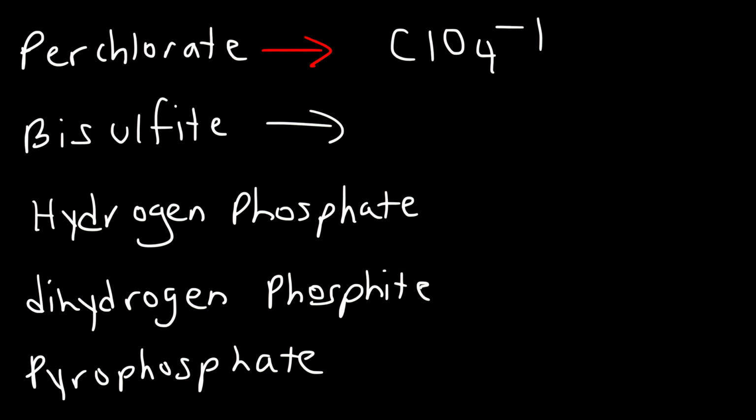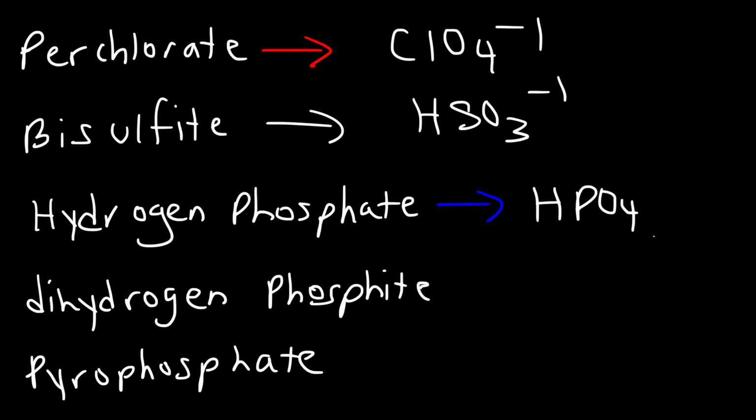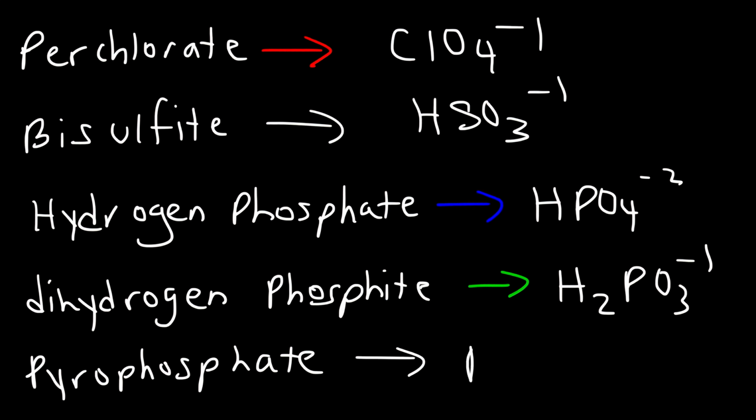Bisulfite is H with SO3. Now SO3 has a -2 charge, H has a +1 charge. If you add them, you're going to get -1. Hydrogen phosphate, that's one hydrogen with a PO4 ion. So 1 plus -3, this is going to be -2. Dihydrogen phosphite. Phosphite has three oxygens. So it's H2 for dihydrogen, PO3, and the net charge will be -1. Pyrophosphate, you just got to know it. It's P2O7 with a charge of -4.